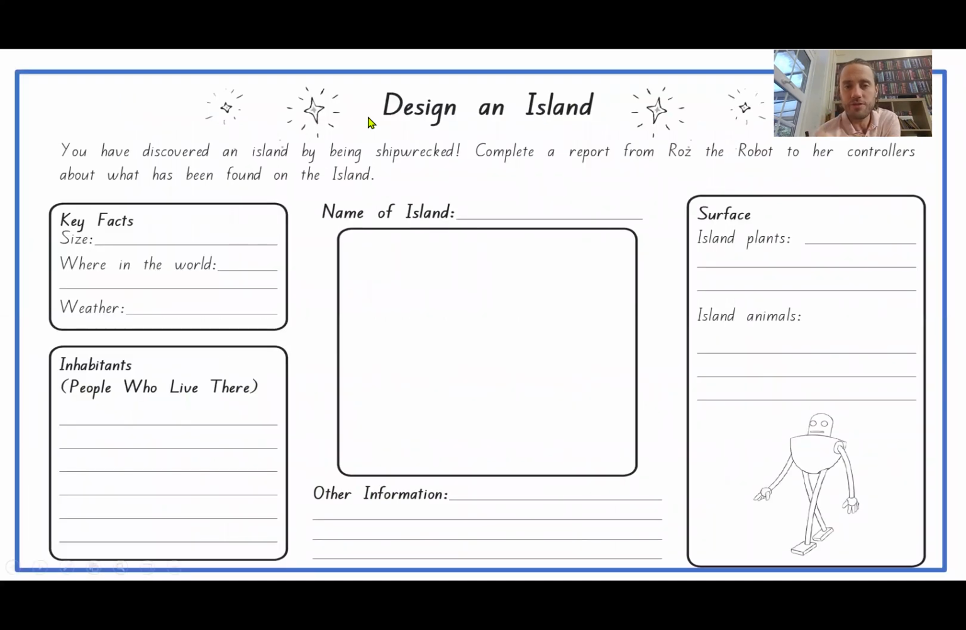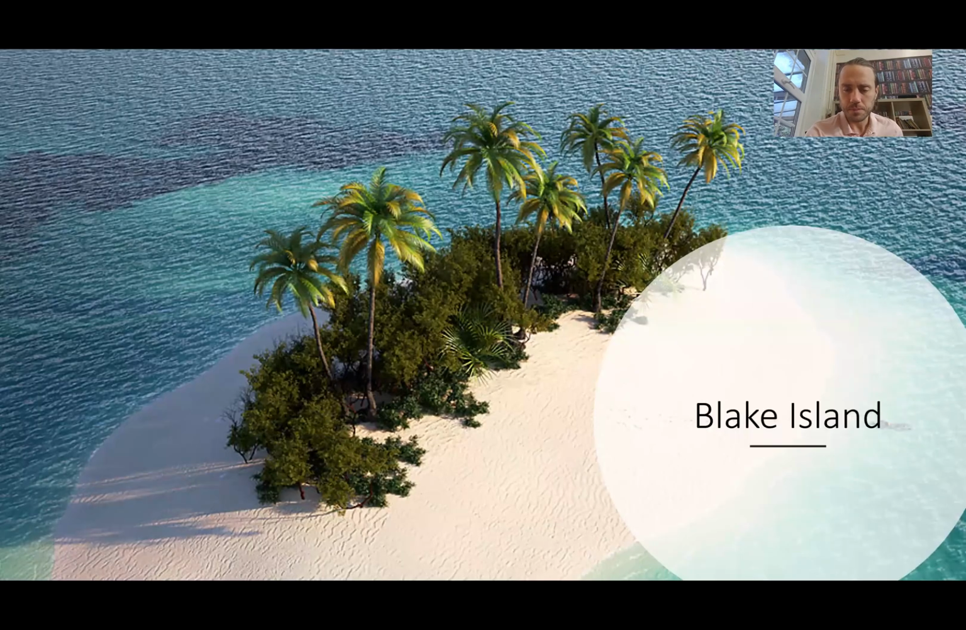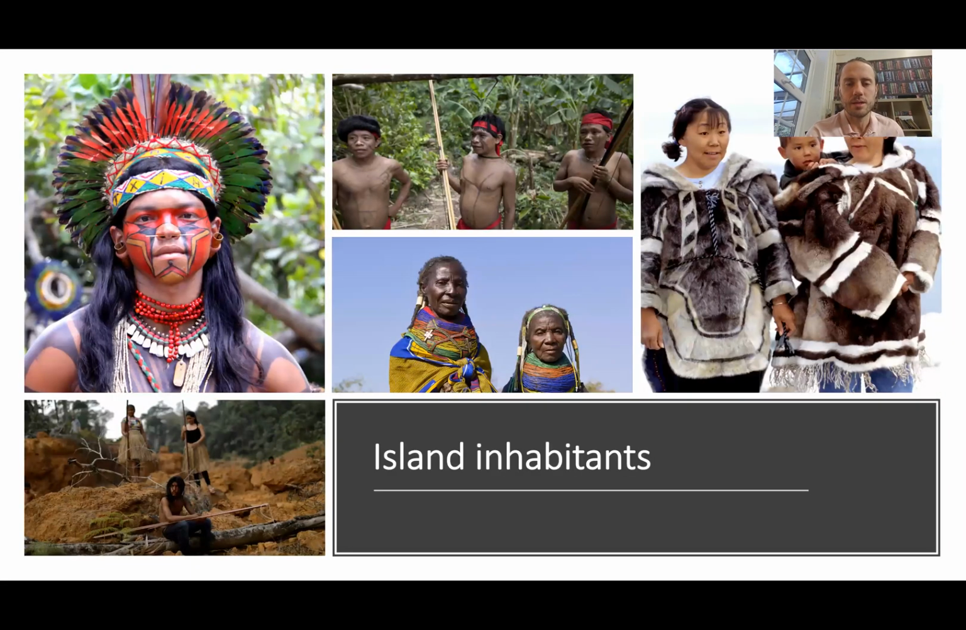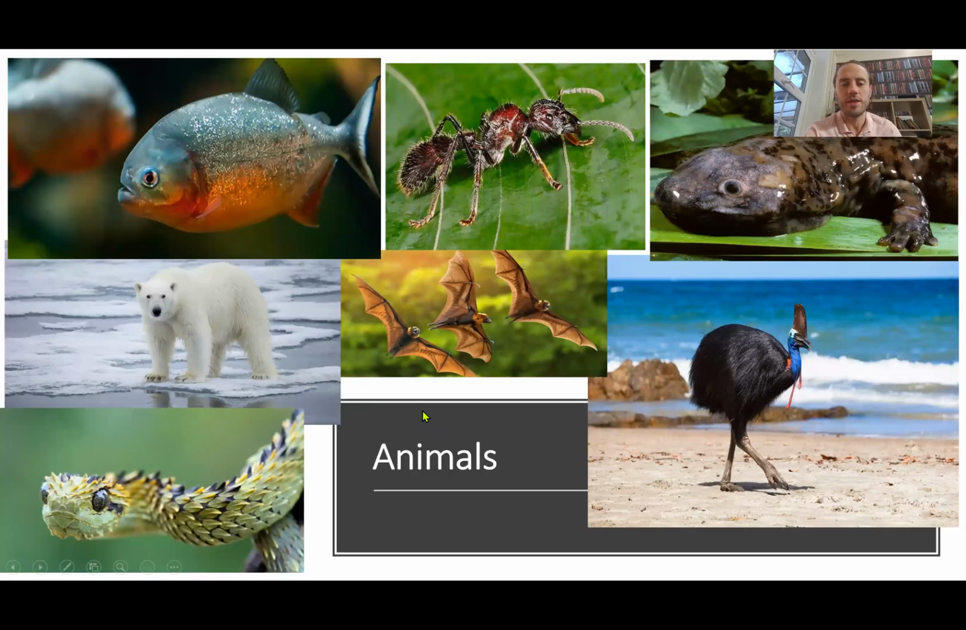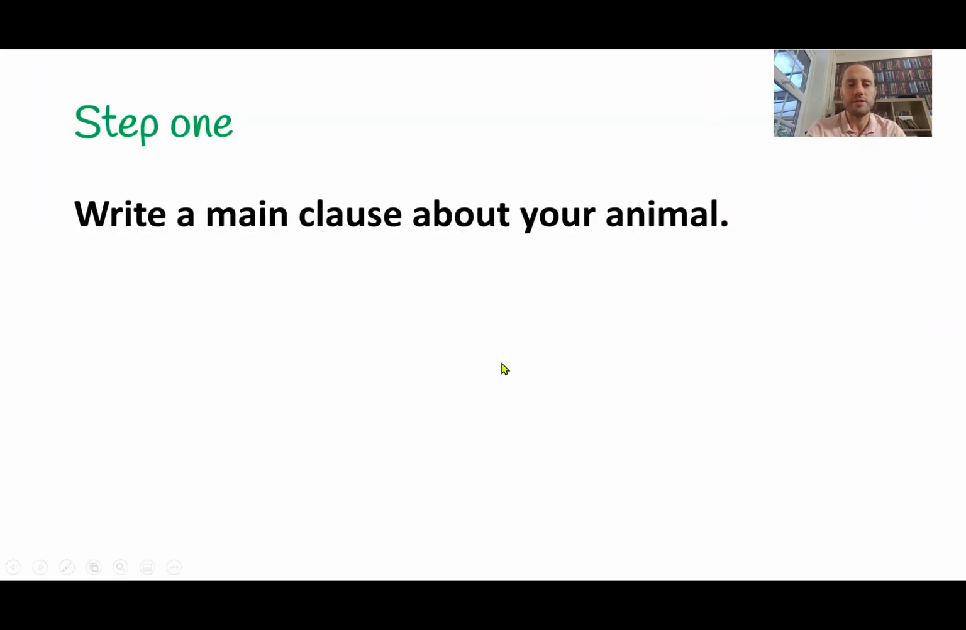If that all sounds a bit scary, too much, don't worry, I'll go through each step now. First of all, here's your island. We described the plants in our last lesson. We're going to do the animals today, and then we've got our inhabitants, the people who live there. We'll probably do that tomorrow or possibly next week. So back to Blake Island. We've described our plants. We'll do the island inhabitants and the other information another day. So today we're focusing on the animals. Here were my ideas. My island has got piranhas, bullet ants, giant salamanders, cassowary birds, fruit bats, polar bears, and snakes. I'm going to take the polar bears off because they live in a totally different climate to the rest of them, so we'll leave them off.